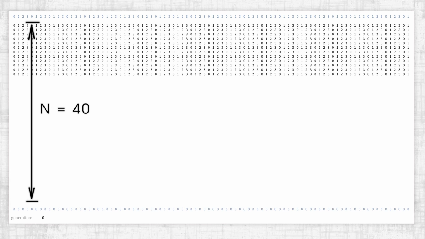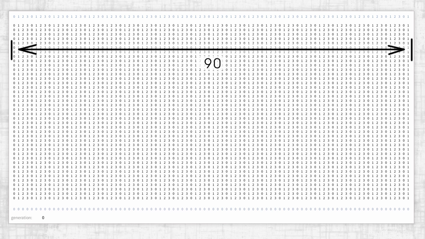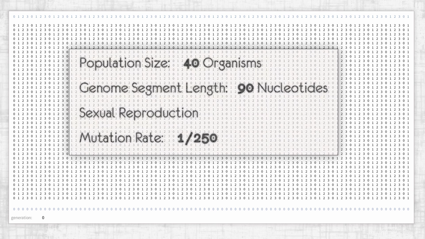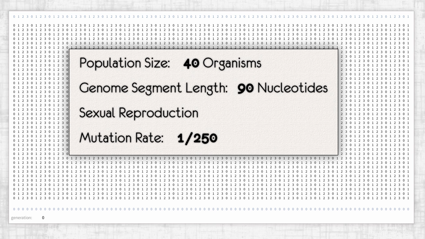We'll take a population of 40 organisms and track a neutral segment 90 nucleotides long, where changes have no effect. Every newly emerged organism will receive a mix of the genome from 2 random parents from the previous generation. With a probability of 1 in 250, a new mutation will arise in a random location in the new organism.